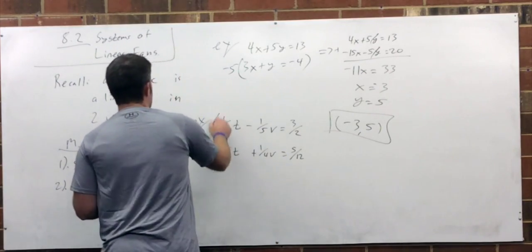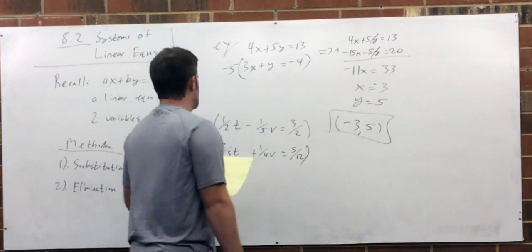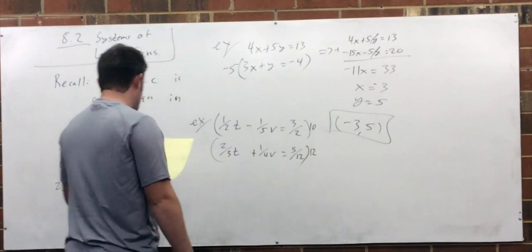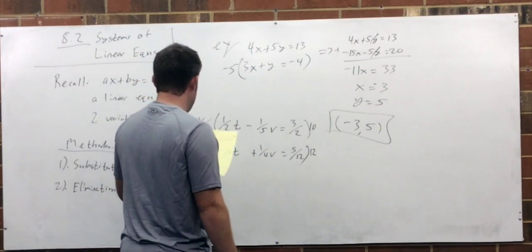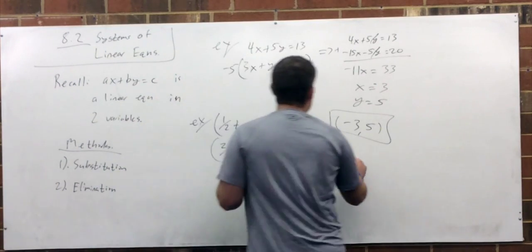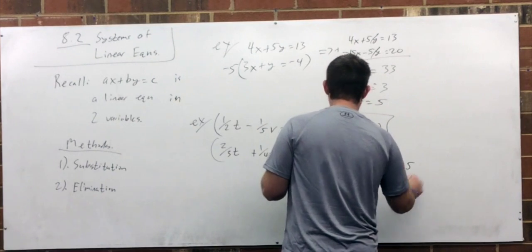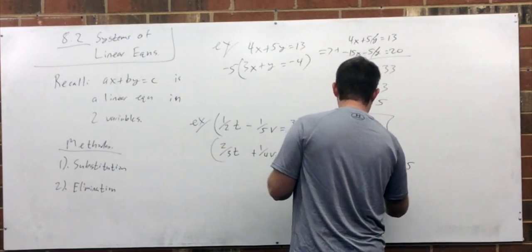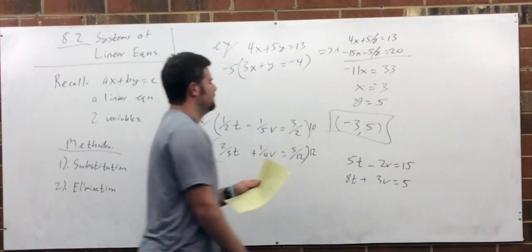So what we'll do is we're going to multiply these two equations to give us whole numbers. So I'm going to multiply the top one by 10 and the bottom one by 12. Is that right? Top one by 10, bottom one by 12, yeah. So what does that give us? Well, that gives us 5t minus 2v equals 15 in the top, and that gives us 8t plus 3v equals 5 in the bottom.